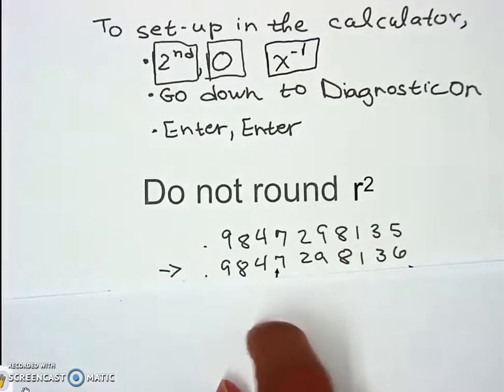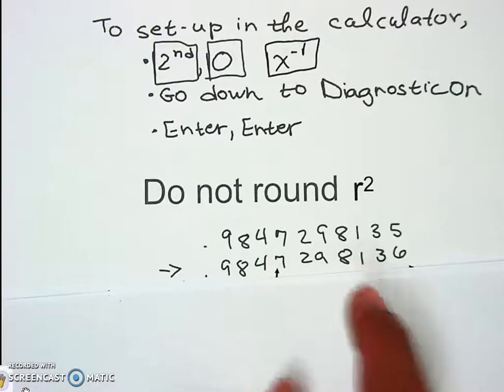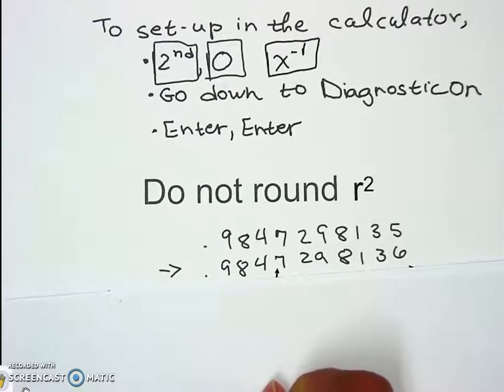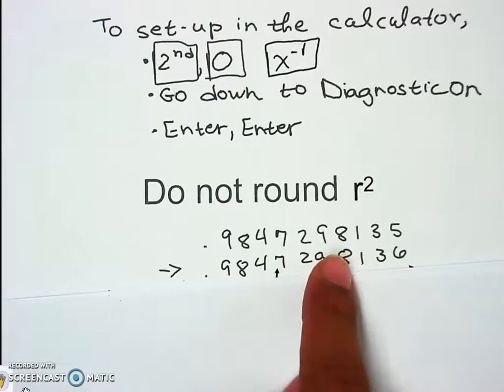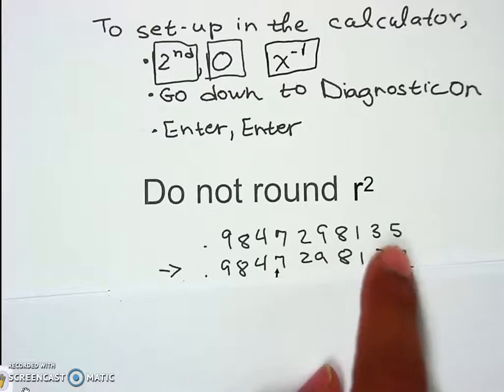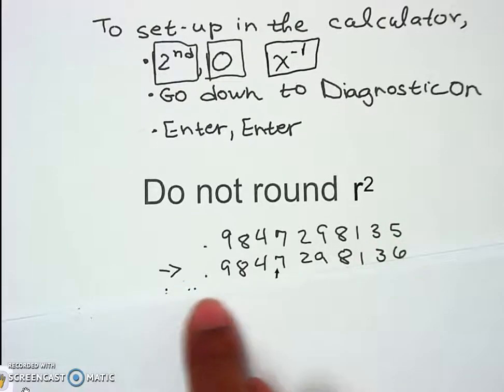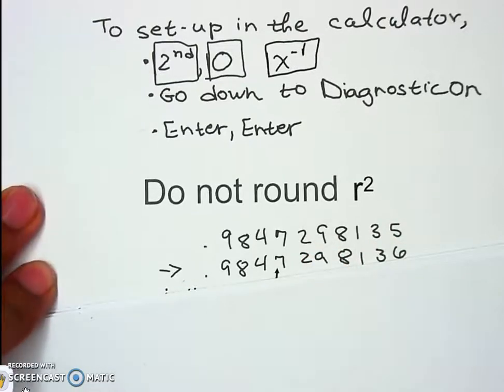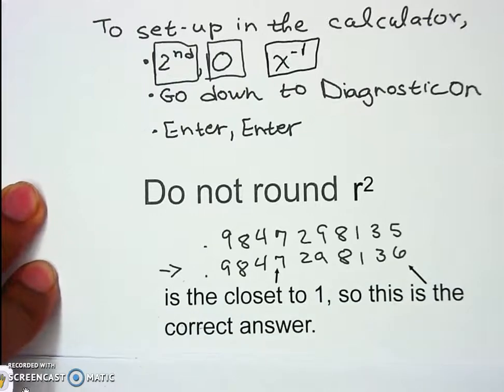But then for your cubic regression, it said your r squared is 0.984729813 with a different ending digit. With that, we said the one that's the closest to 1 is going to be the best model. So if we round it, they're going to be the exact same answer. But if we don't round it, we can see that the 6 right there is higher than 5. That means this one is closer to 1 than the first one. So since that's the closest to 1, that is your correct answer. So again, do not round r squared.